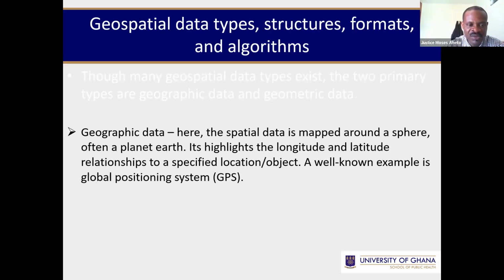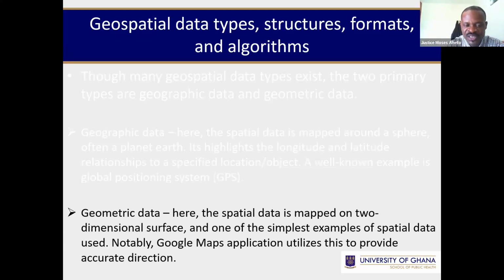Now, if you come to the geographic data, here the spatial data is mapped around a sphere, the planet Earth. So just as you see if you look at a globe, this geographic data approach tries to present things as they would look on a globe. And here, this is where we make use of longitude and latitude, and we highlight the longitude and latitude relationship to a specific location or object. Those of you who might have used GPS software before, it's a typical example of geographic data. That is the global positioning system. It's a typical example.